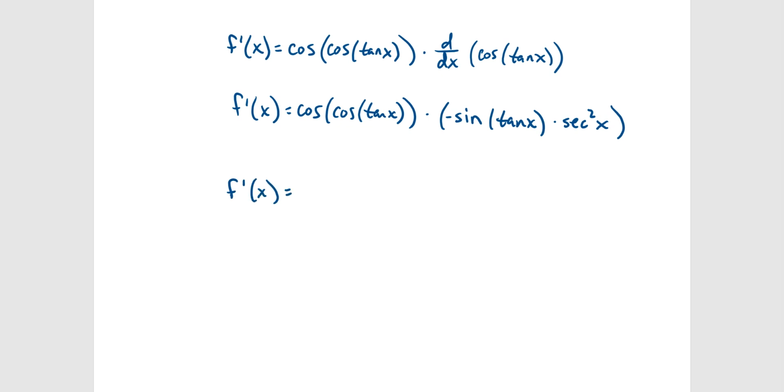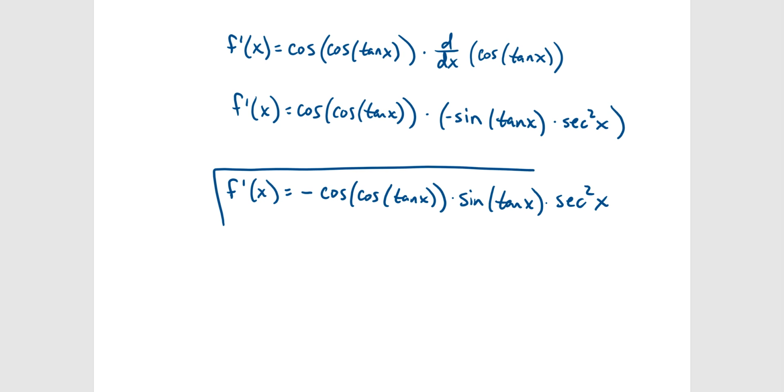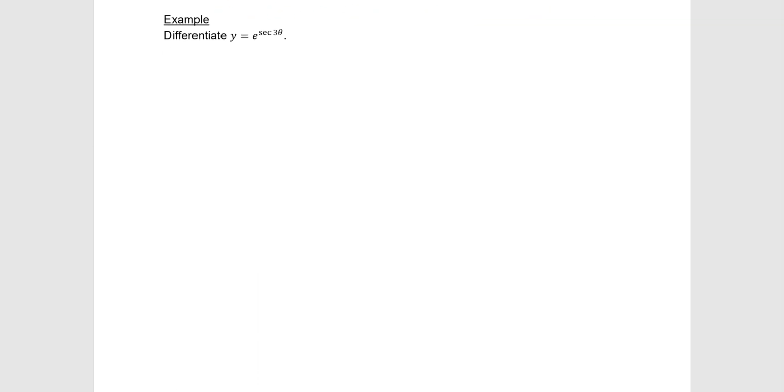So there's a negative, so let's just put the negative out front. And it doesn't really matter too much which order we write this in. Let's just leave it in that same order. Cosine of tangent x times sine of tangent x times secant squared x. Okay, so it looks kind of messy for that one. So that one was chain rule twice. So basically we have one more example before we get into the last one.